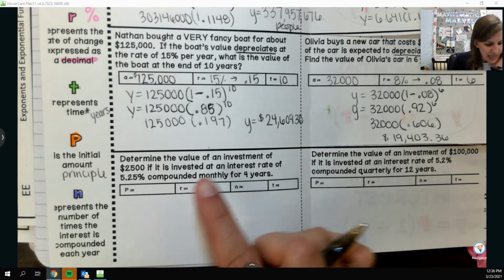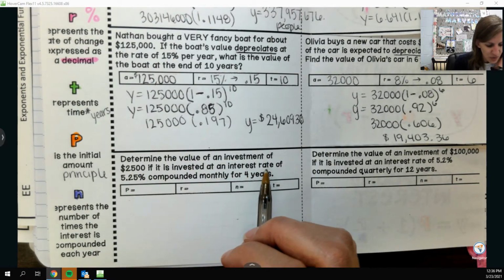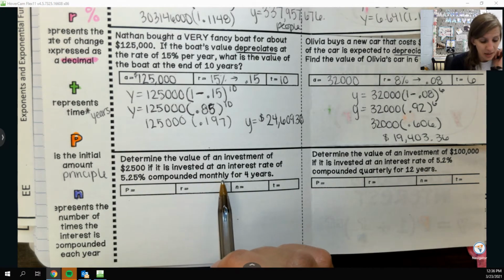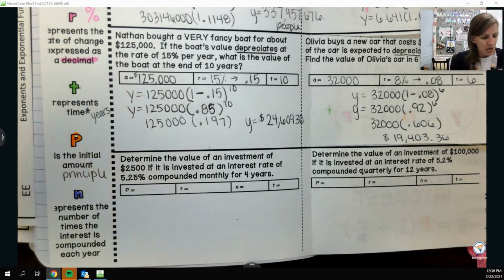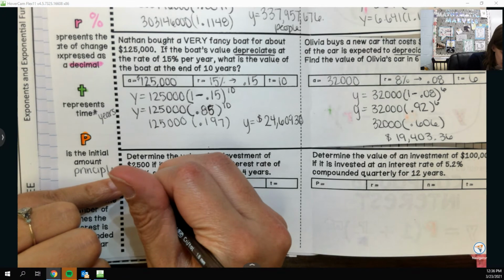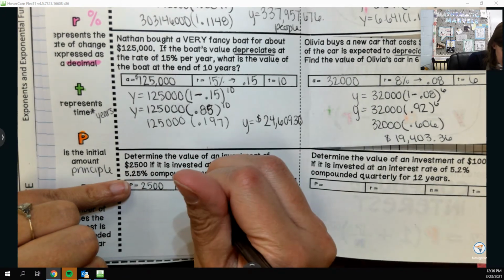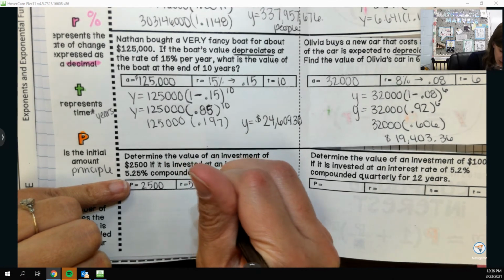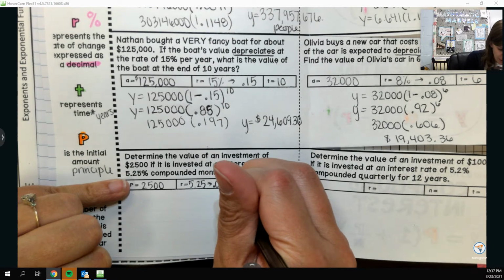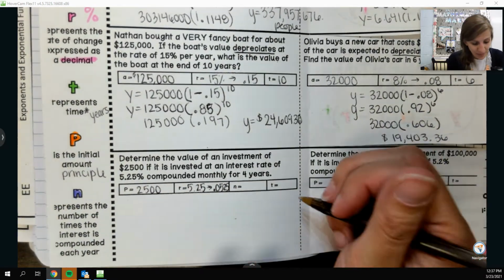Determine the value of an investment of $2,500 if it is invested at an interest rate of 5.25% compounded monthly for 4 years. So I have that principal amount or that initial amount invested, which is that 2,500. My rate is still that percentage, so 5.25, that I still need to change to a decimal. So 0.0525. The 4 years is time.